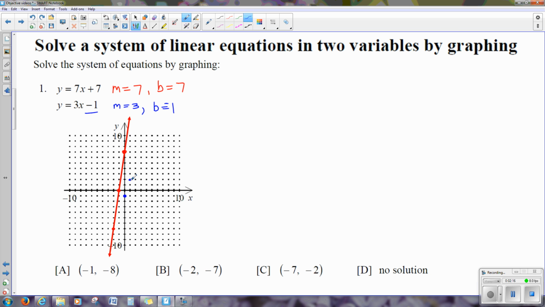Rise 3, run 1. I notice that's actually taking me farther away from the line, and I'm trying to find a place where they intersect. So instead, I'm going to go down 3 and backward 1. Down 3 and backward 1. And right here, I've got a jackpot. This is the place where both of them intersect, because I actually plotted that exact same point when I was plotting both lines. So that would be x value of -2, y value of -7. So -2, -7 is our solution.